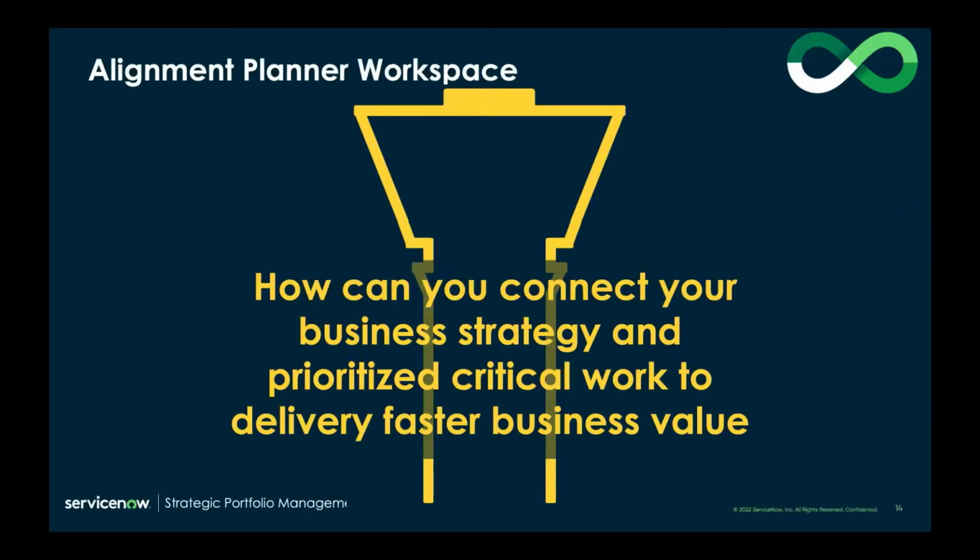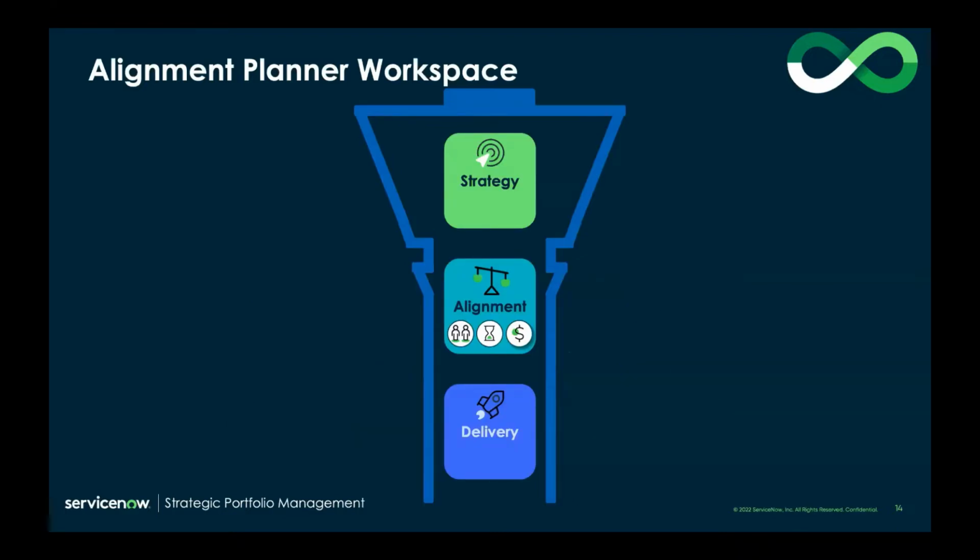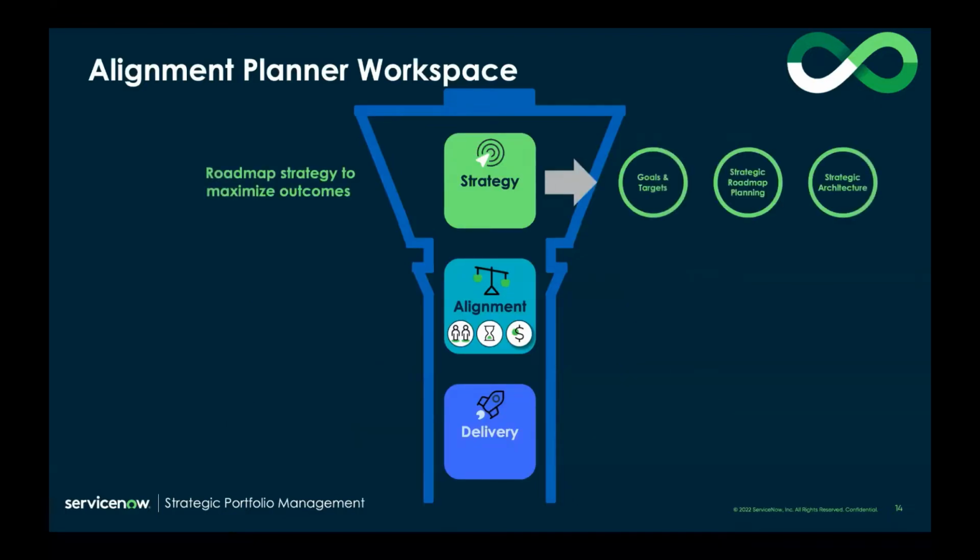So how do you connect your business strategy to your critical work? What does this flow look like? All right, Alignment Planner brings together the strategy layer and the execution layer, and this is actually how it does it, right? So the strategy, alignment, delivery, and the first one is about planning, the high-level planning. Utilizing goals, strategic planning, roadmap planning, it links to the work, and this work is linked to strategy.